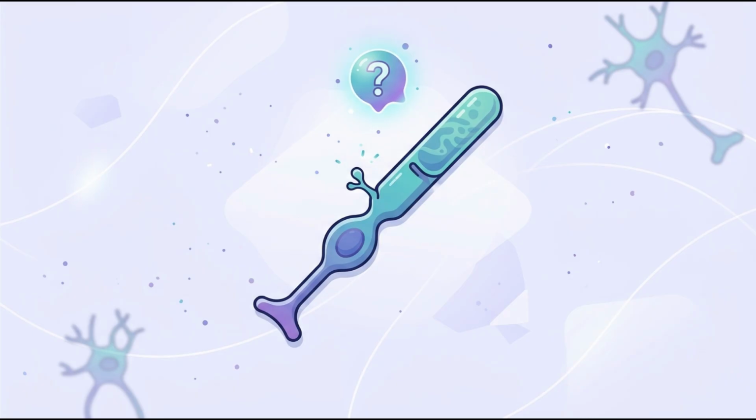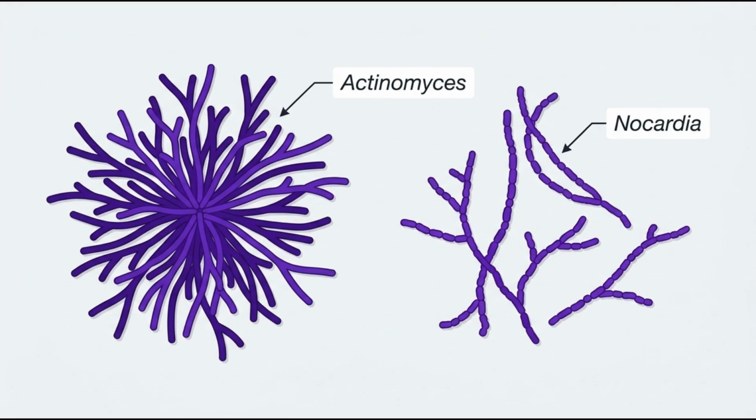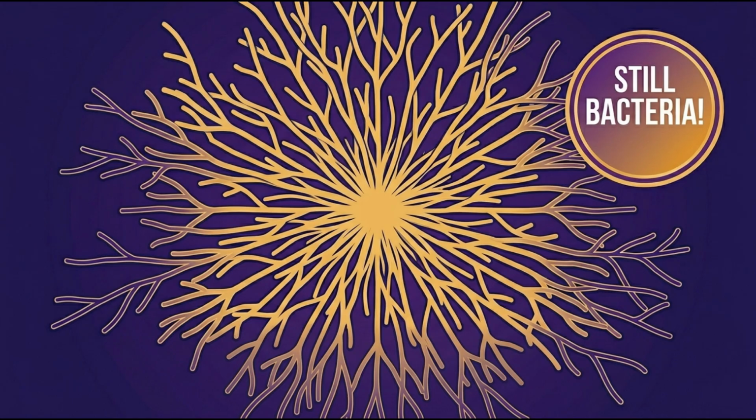Last one. Some rods refuse to stay simple rods. They branch out like roots or tiny fungal threads. These branching filaments are Actinomyces and Nocardia. Actinomyces means ray fungus, but it's pure bacteria.